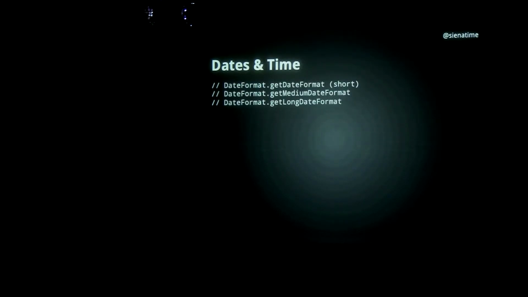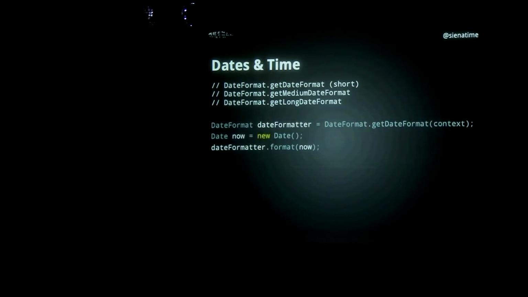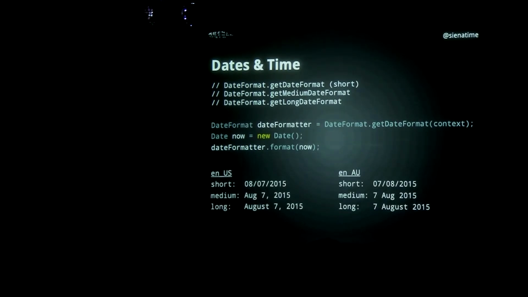OK, this is one of my favorite topics for some reason. I don't know, I just think properly formatted dates are really great. Out of the box, you get three date formats: get date format, which is actually the short date format, get medium date format, and get long date format. To use these, it's very similar. You just get a date format instance, and you format a date object.